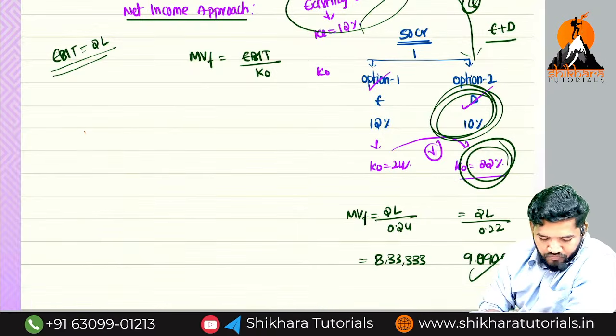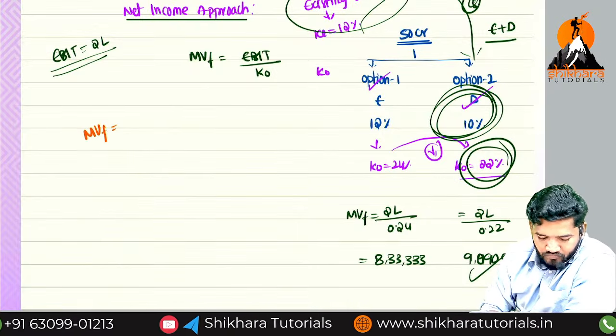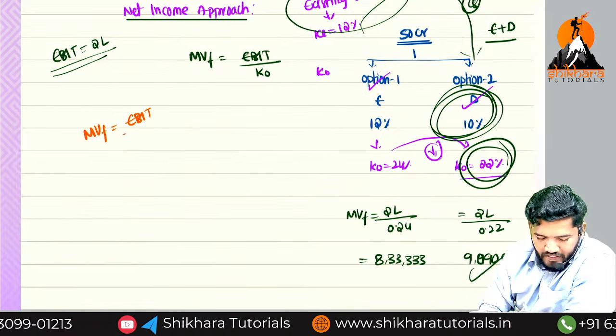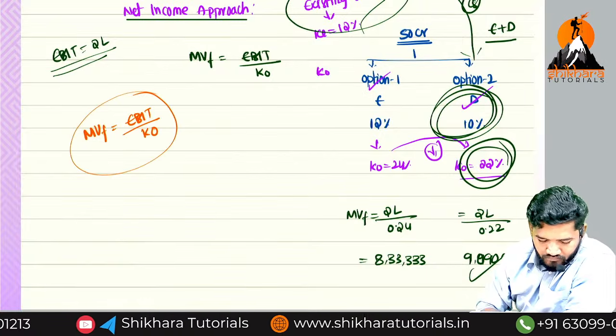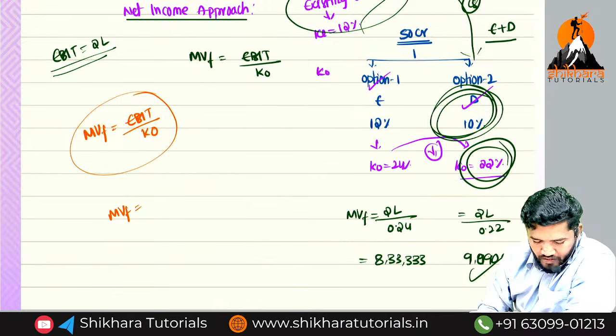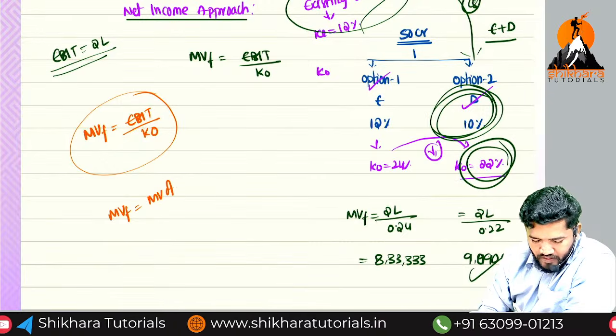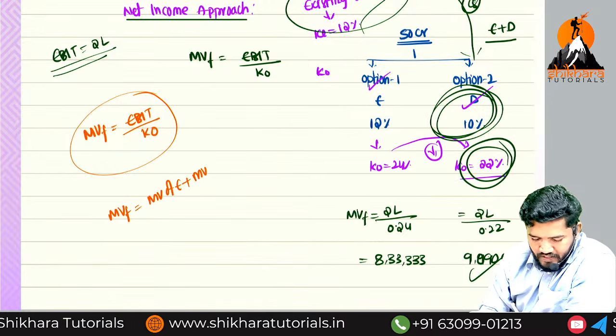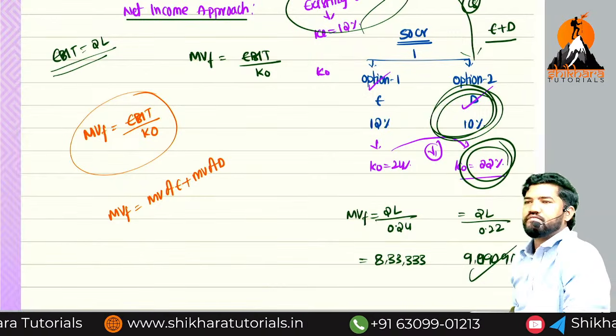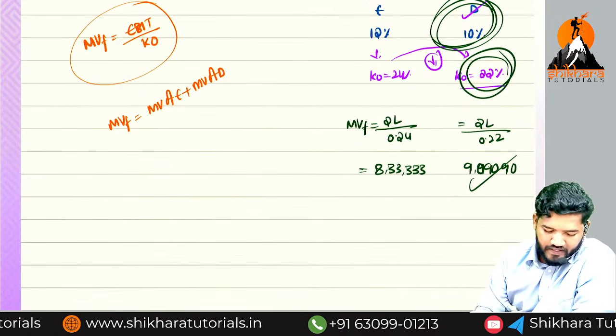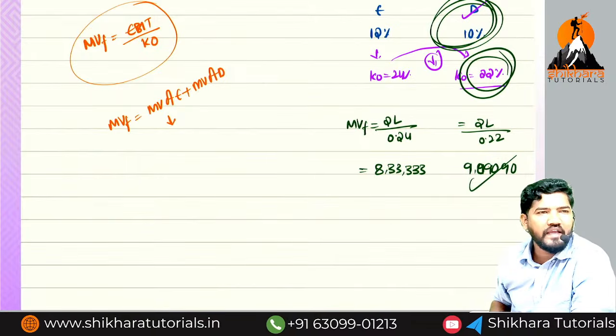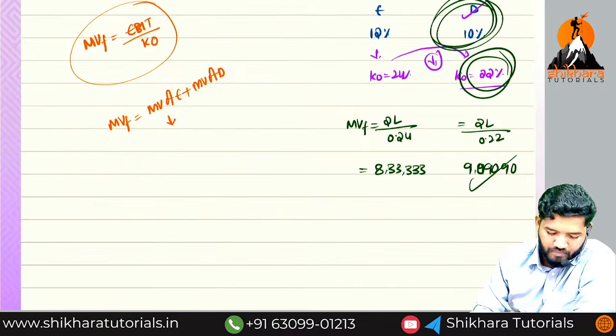Market value of firm equals EBIT divided by KO is one option. Market value of firm equals market value of equity plus market value of debt, second option. Now when it comes to market value of equity, how do I calculate it? Before that, understand this concept.